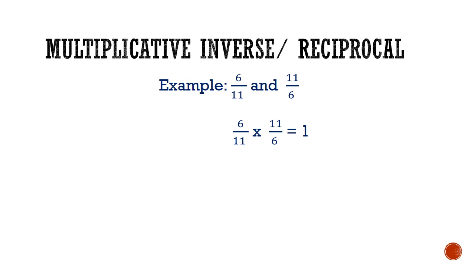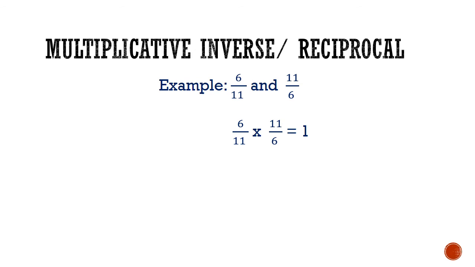Now we'll see multiplicative inverse or reciprocal. Both are the same. Multiplicative inverse is the same as a reciprocal. We'll see what it is. Here I have taken the example 6 by 11 and 11 by 6. You can say 6 by 11 is a multiplicative inverse of 11 by 6, or 11 by 6 is a multiplicative inverse of 6 by 11. Similarly, you can say 11 by 6 is a reciprocal of 6 by 11. Because on multiplying these two, you get the answer 1.